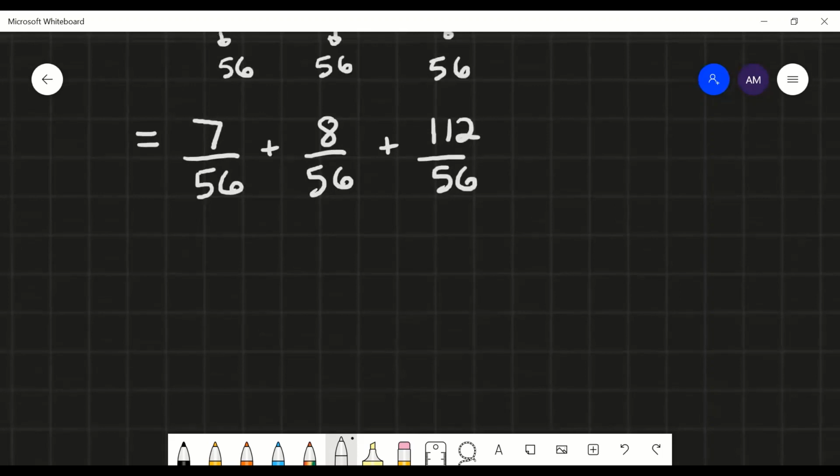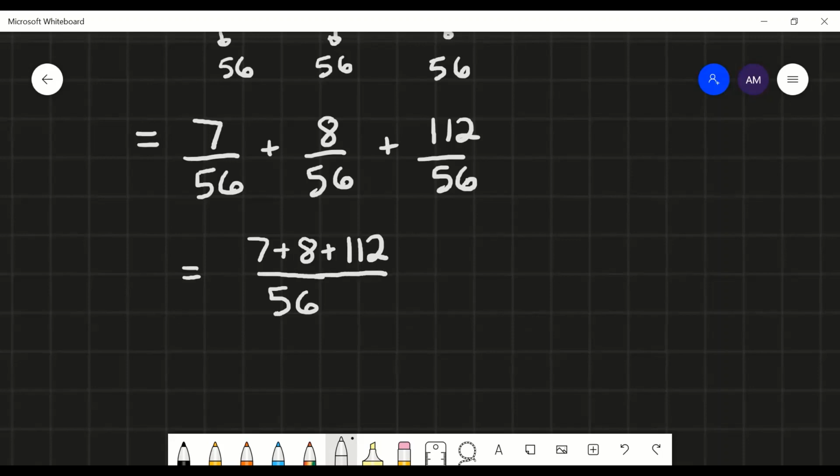It's safe to add all of these together because all of the denominators are 56. So we copy the 56 in the bottom and we add the numerators. So 7 plus 8 plus 112. 7 plus 8 plus 112 is 127 over 56. And this is our answer.